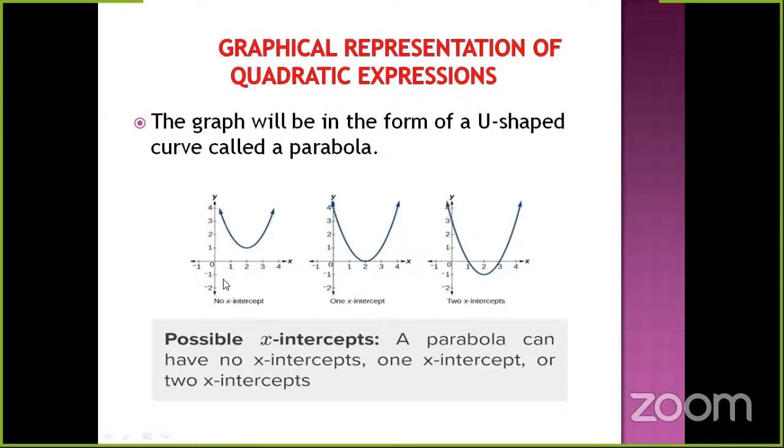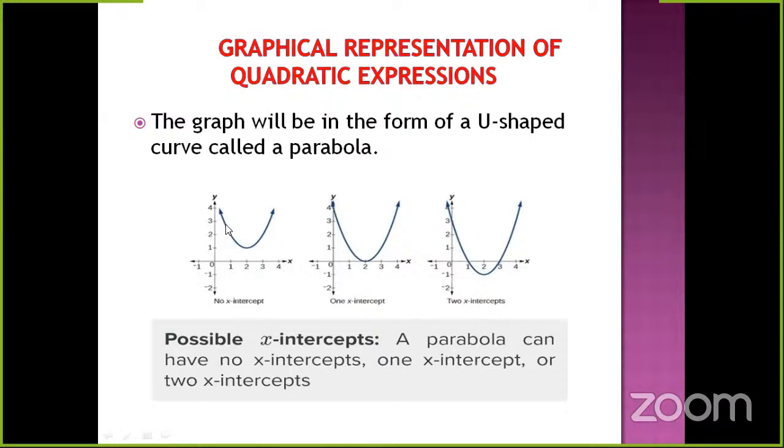Here in the first diagram, the curve is not intersecting the x-axis. In the second one, the curve is just touching the x-axis at the point (2, 0), which is on the x-axis. And in the third diagram, the curve is intersecting the x-axis at 2 points, that is (1, 0) and (3, 0). What is the difference in the three of them?